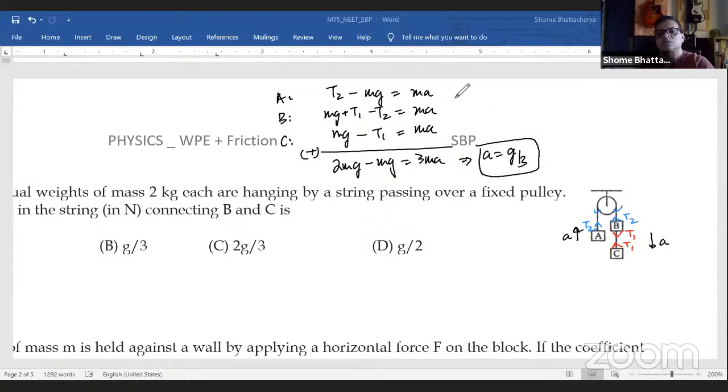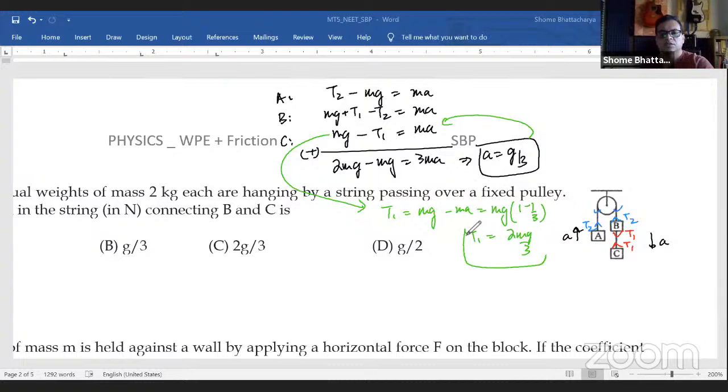And now we can substitute this acceleration back in this equation and we can find out the value of T1 as mg minus ma. So that will become 2mg by 3 should become the answer. Now the mass of each one was given to us as 2 kg. So T1 should become 4g by 3. Okay, so this is how to work out this question.